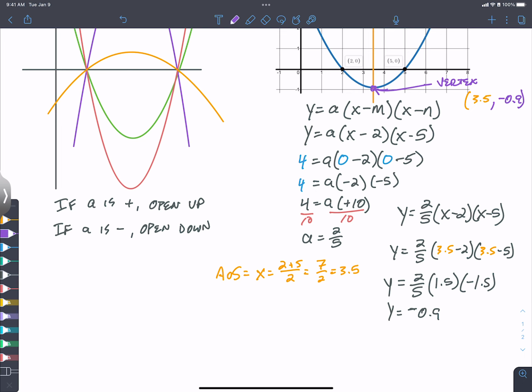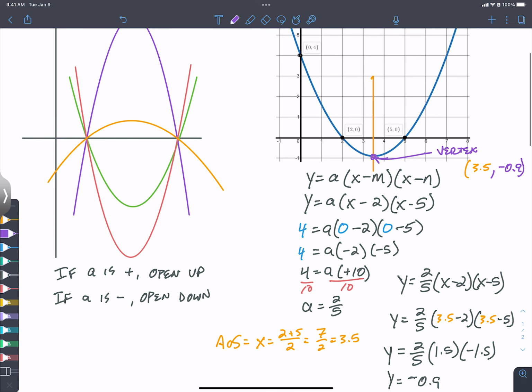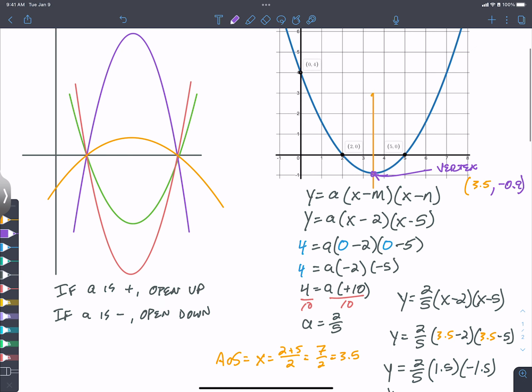So what we can find is with our a value, not only does it lock in which quadratic we're using, but it also helps us find the other pieces. Once we have that a value, we can find any of the other pieces.